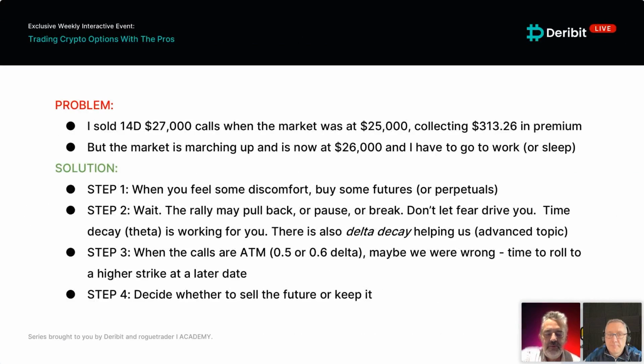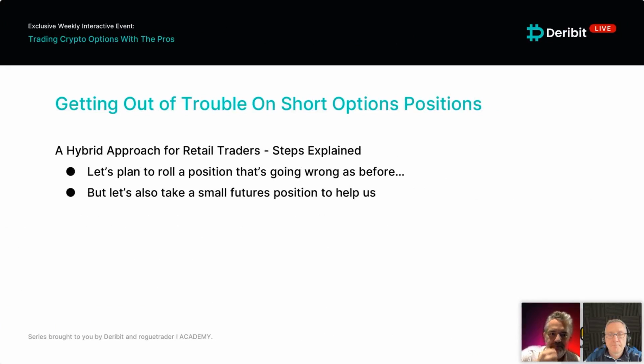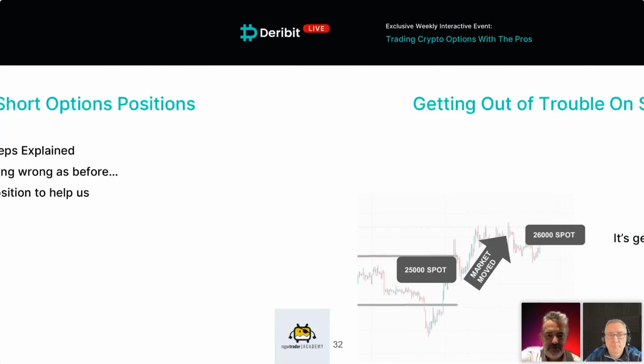And having done that, we're then going to decide whether we keep that future in place or whether we actually sell it and take the profit to take the edge off that roll. Okay, so I'm now going to, sorry, I've written this slide, hybrid approach through trade steps. Okay, so let's plan to roll a position that's very much wrong as before, and let's take a small future position to help us. Right.